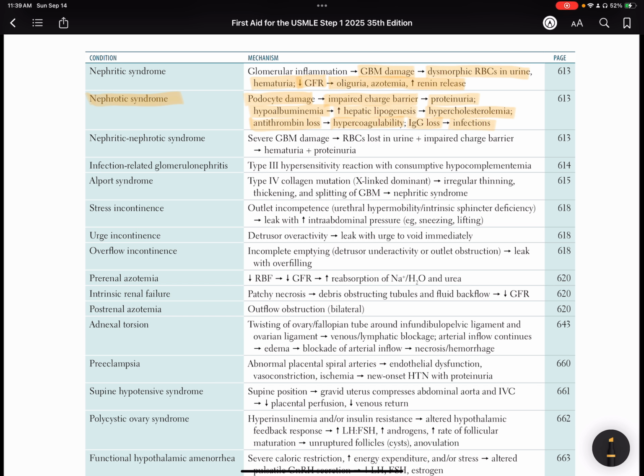What is mixed nephrotic syndrome? Severe GBM damage, RBCs lost in urine plus impaired charge barrier. So there is hematuria and proteinuria.